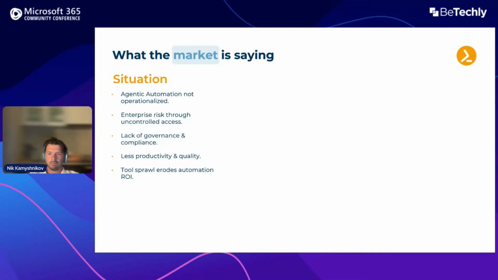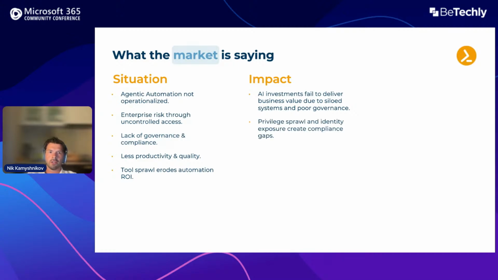You have hundreds of different tools to do different things, and in the end, it's very difficult to coordinate and use them together. And all of this, of course, has an impact on your business. First of all, AI investments fail to deliver. There has been a lot of hype about AI in 2019, 2020, and now, and some of it is hype and some of it is not, right? It all comes down to whether you were able to justify those AI investments, whether you were able to deliver ROI or not. Privilege sprawl and identity exposure create compliance gaps, security gaps.